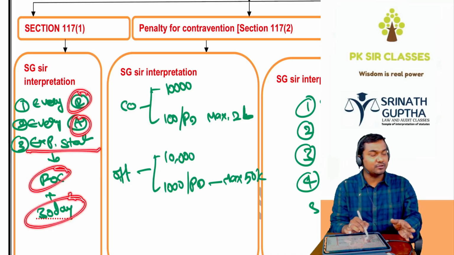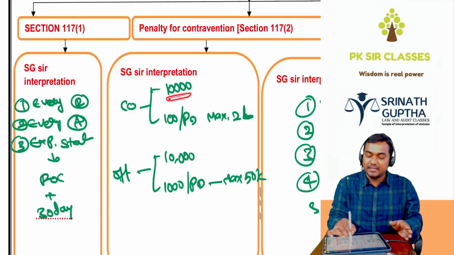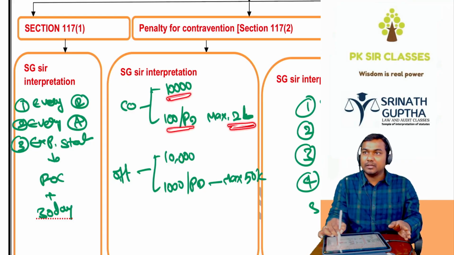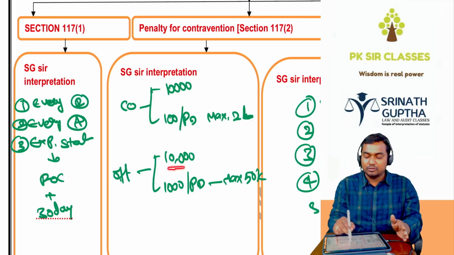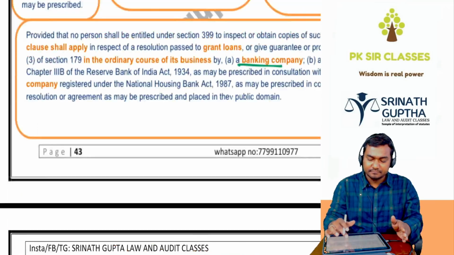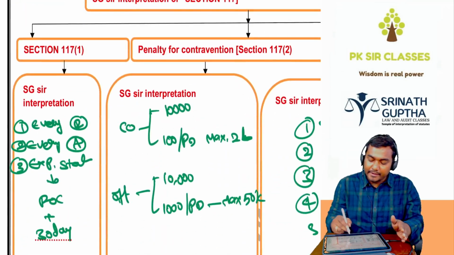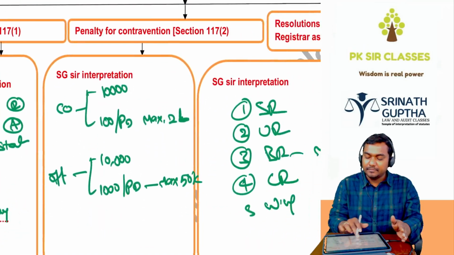Otherwise, penalty for company 10,000 rupees plus 100 rupees per day, subject to maximum of 2 lakhs, and officers 10,000 rupees plus 100 rupees per day, subject to maximum of 50,000.